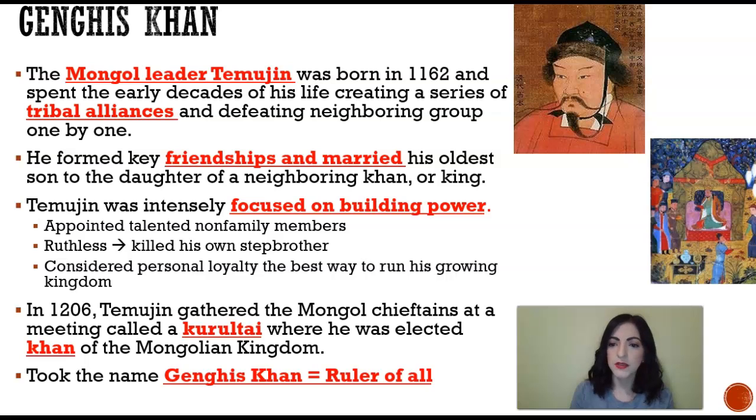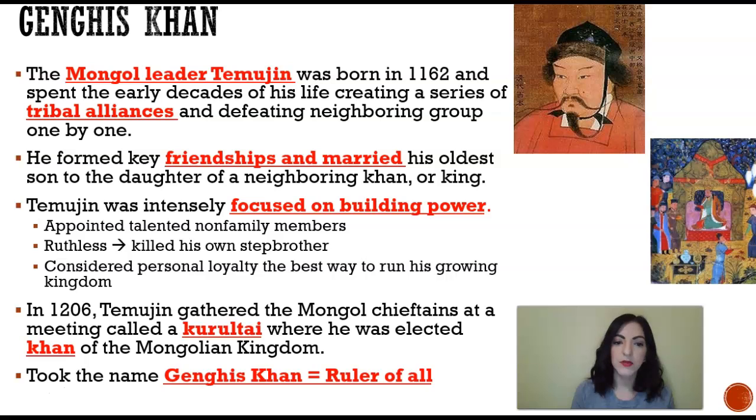He also was known for being very ruthless. So one story tells him that he even killed his own stepbrother. He wasn't afraid to execute family if need be, which also was important because he appointed members of the clan or the group that were not family members. Most of these groups, these early clans, would rely heavily on family or extended family, and Temujin instead valued more skill, loyalty, and competence, I guess you can say, how well off somebody was. And so if that person was more valuable than a family member, the job went to that person, not just a family member because that guy is related to you or something like that. Personal loyalty was the best way to run his growing kingdom, is how he felt.